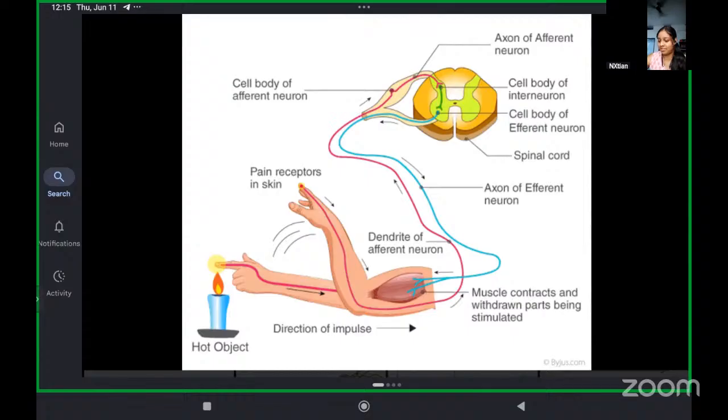They are not signals from the brain. The brain is not controlling this. The spinal cord is controlling this, through the sensory neurons present in the spinal cord.